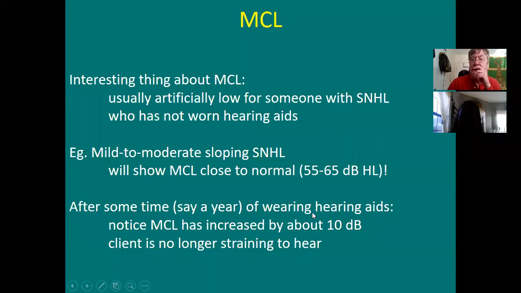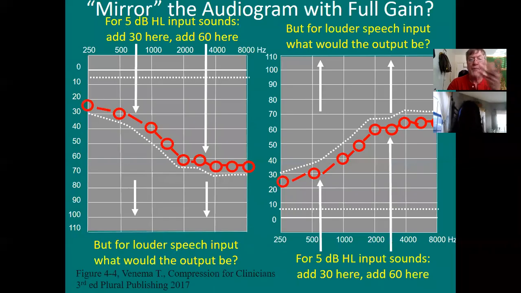Let's just go here. Take a look at this guy. Sloping, high frequency hearing loss. If he's never worn hearing aids before, first time ever, do you think his MCL, look where my cursor is, is going to be right around here? His MCL is going to be around here. In other words, he's used to straining to hear. He's used to it because he hasn't worn hearing aids before. So he's always straining to hear, so soft speech sounds normal to him.